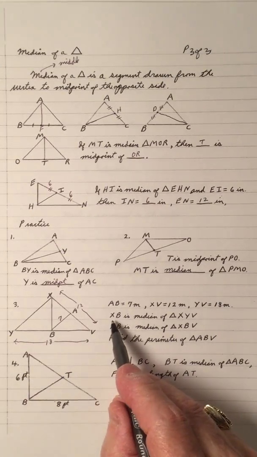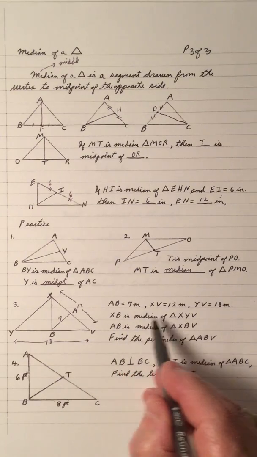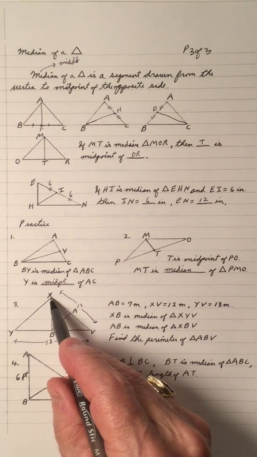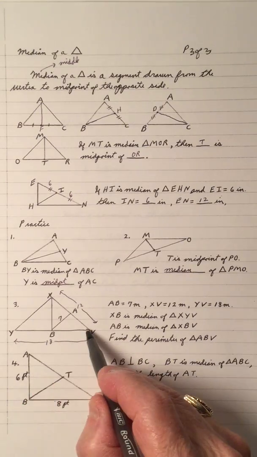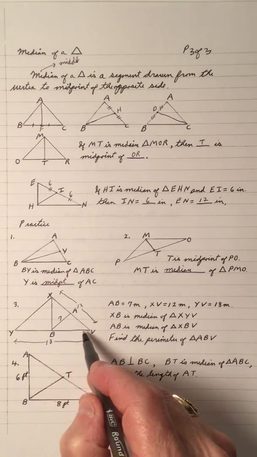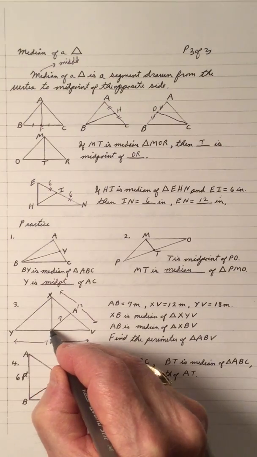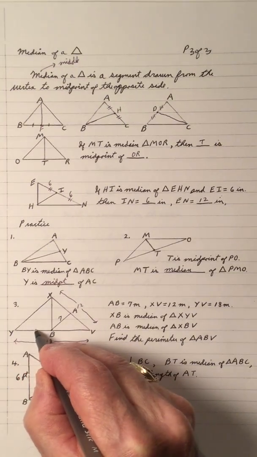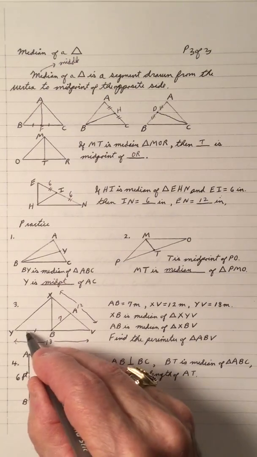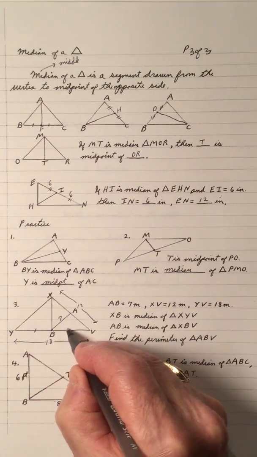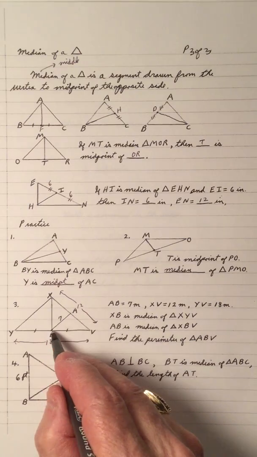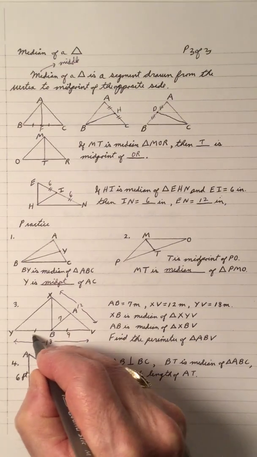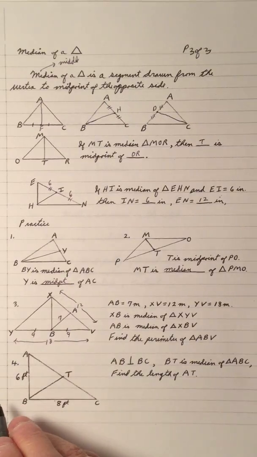Okay. Now it says that XB is a median of XYV. So if that's a median of this triangle, that means that that's a midpoint of YV. That means that YB equals VB. So if that's a median and that's a midpoint, that means that that's 9, and that's 9.